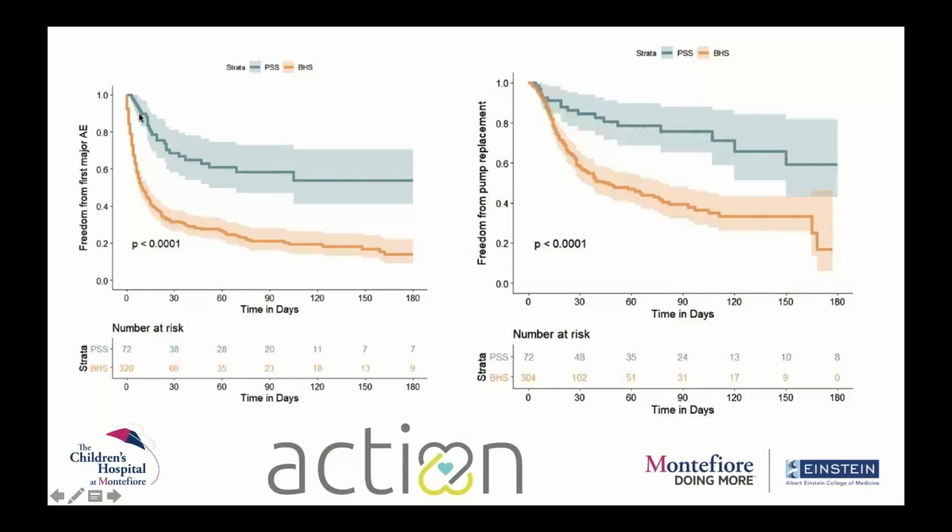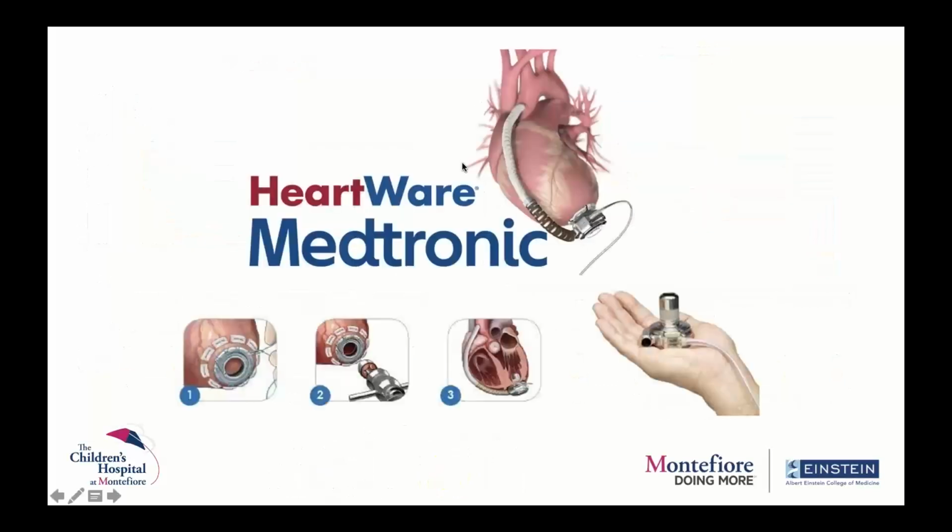And looking here is just data that shows that the blue is the post-surveillance and the orange is the original Berlin Heart Study. You can see that the freedom from first major adverse event is significantly better in the latest group, which is in the most recent era, as well as freedom from pump replacement. So sometimes when we start to see clots, we start to see fibrin, we have to remove that pump because those patients are at risk for stroke, right? So we have to remove those pumps. And we see that the freedom from pump replacement is much higher in the current era. Again, goes to show our better anticoagulation strategies, our better harmonized protocols.